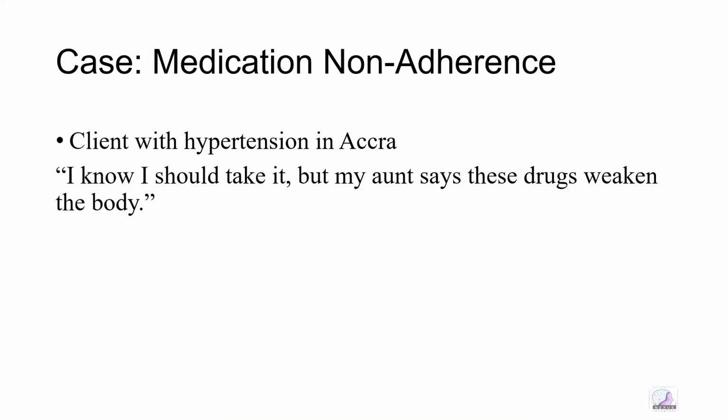So we have a client who is supposed to take medication, but they're not really taking it well. And so the client says, I know I should take it, but my aunt says these drugs weaken the body. What kind of double-sided reflection will you do? Write it down.